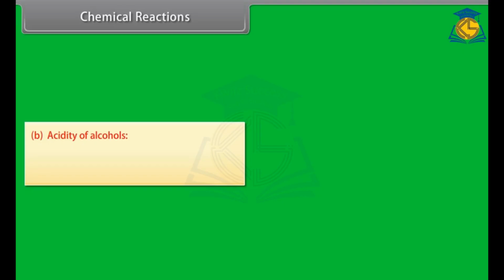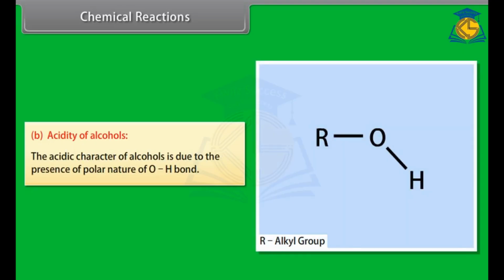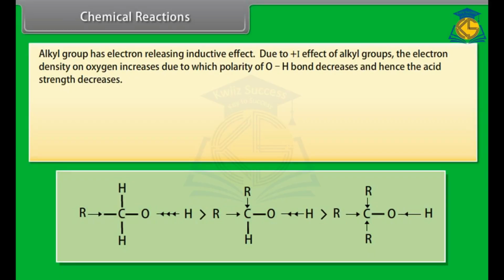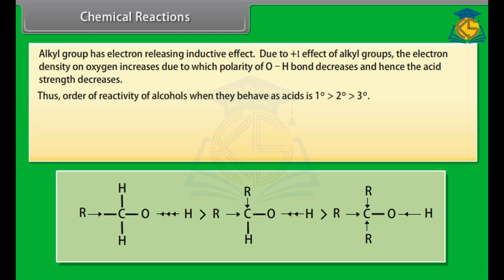Acidity of alcohols. The acidic character of alcohols is due to the polar nature of the OH bond. Alkyl group has electron-releasing inductive effect. Due to plus I effect of alkyl groups, the electron density on oxygen increases, due to which polarity of OH bond decreases, and hence the acid strength decreases. Thus, order of reactivity of alcohols when they behave as acids is primary alcohol, followed by secondary and tertiary alcohol. Alcohols are generally weaker acids than water.